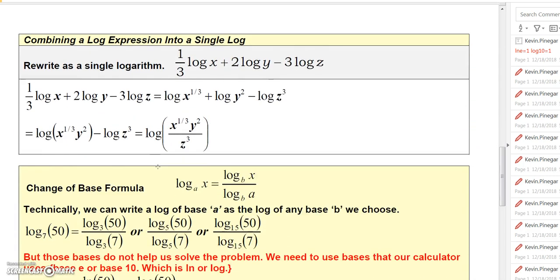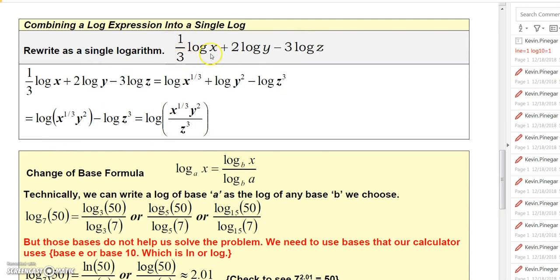But you can also go the other way. Let's say you have a combination of logs and you want to write it as a single log. Well, here you can take this 1/3 that's multiplied by this log and you can move it back here to an exponent. That's one of your log properties. It's just going the other direction. So I can write 1/3 times the log of x as log of x to the 1/3. And likewise, I can write 2 times the log of y as the log of y squared, and I can write 3 times log of z as the log of z cubed.